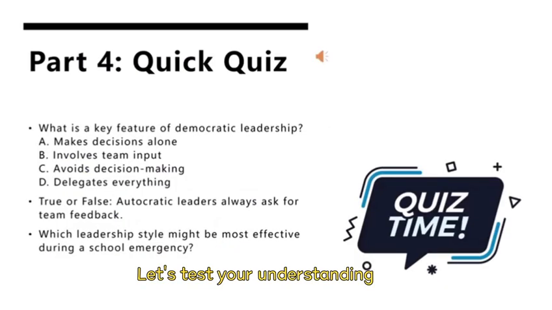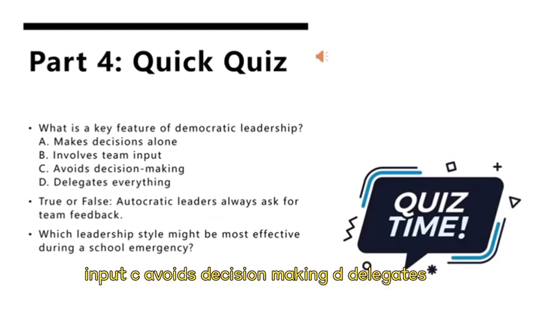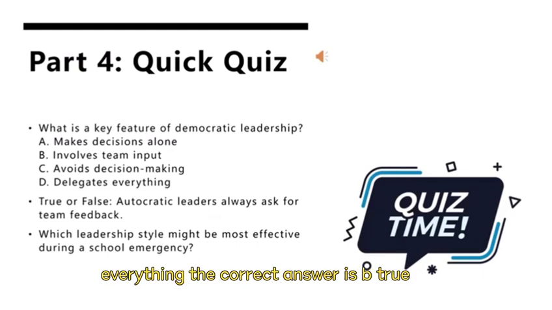Let's test your understanding. What is a key feature of democratic leadership? A. Makes decisions alone. B. Involves team input. C. Avoids decision-making. D. Delegates everything. The correct answer is B.